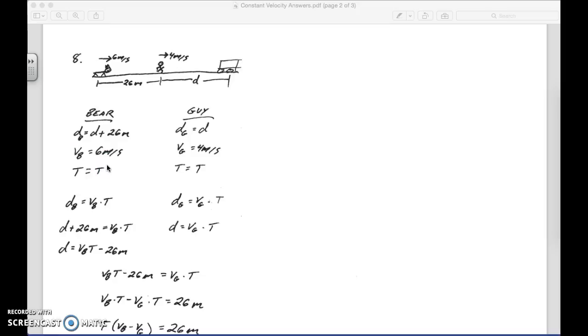When we start this problem, we weren't sure how long it was going to take the bear to get there. For the guy, we don't know how far away he is from the car. That's what we're trying to find. We want this distance or displacement, how far away the guy is from the car. We know his speed is 4 meters per second, and we're not sure how long it's going to take him to get to the car because we don't know how far away the car is.